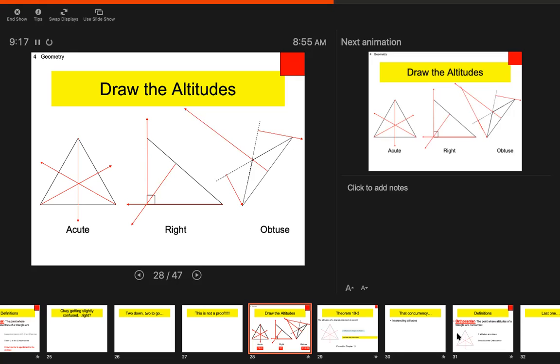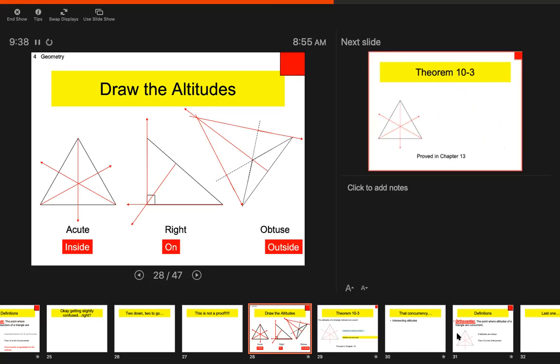If I go in the opposite direction, instead of going where the arrow is pointing, and extend the lines, notice they actually do meet. Acute triangles, where do they meet? In the triangle. Right triangles? On the triangle. Obtuse? Outside.